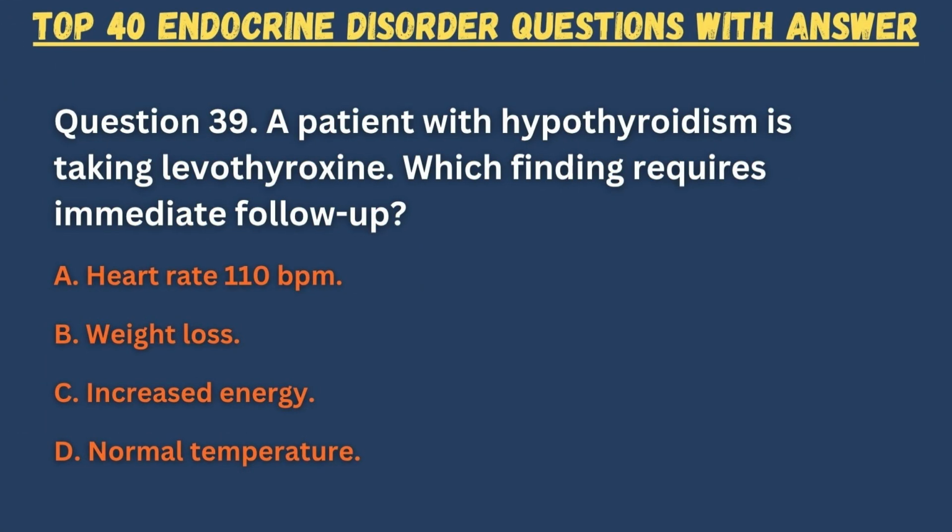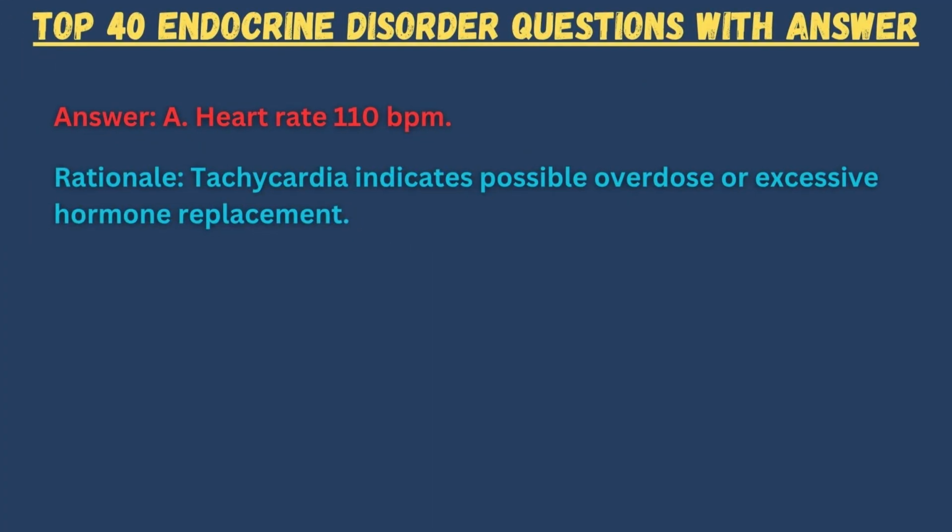Question 39. A patient with hypothyroidism is taking levothyroxine. Which finding requires immediate follow-up? A. Heart rate 110 BPM. B. Weight loss. C. Increased energy. D. Normal temperature. Answer: A. Heart rate 110 BPM. Rationale: Tachycardia indicates possible overdose or excessive hormone replacement.